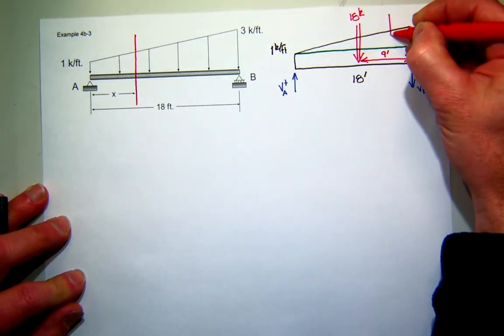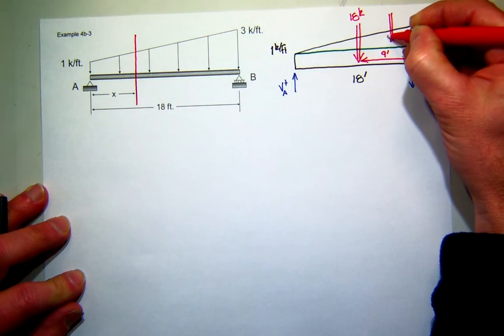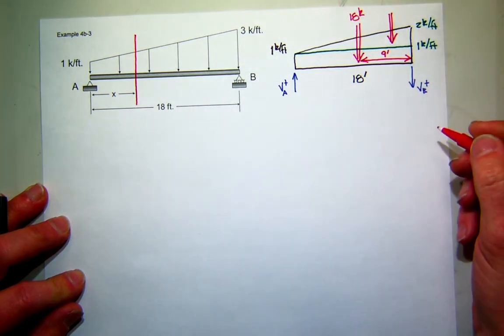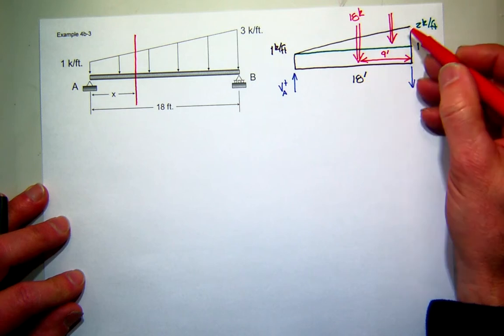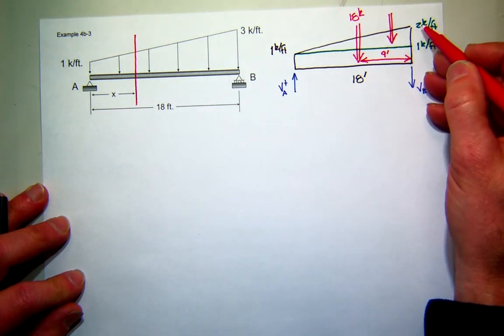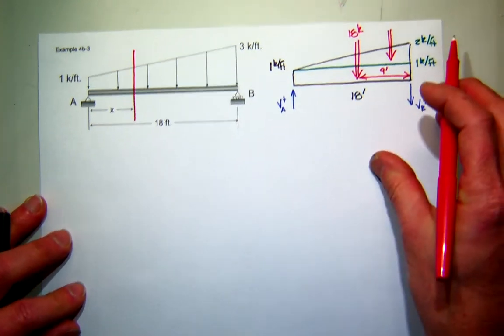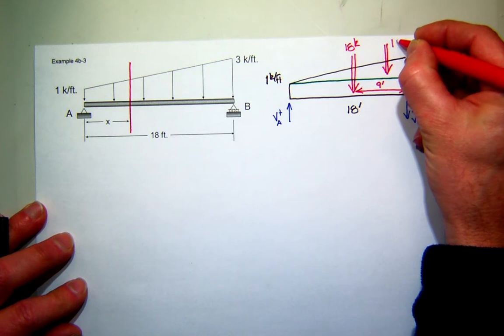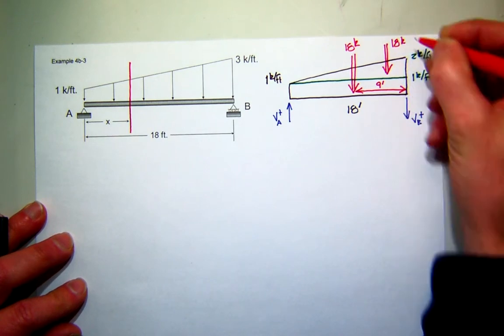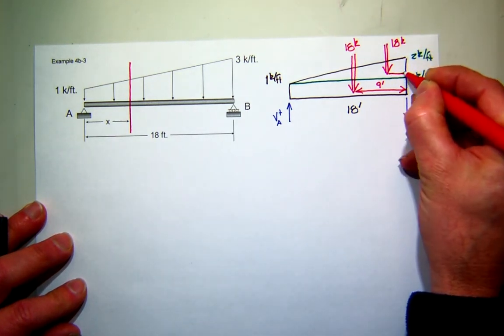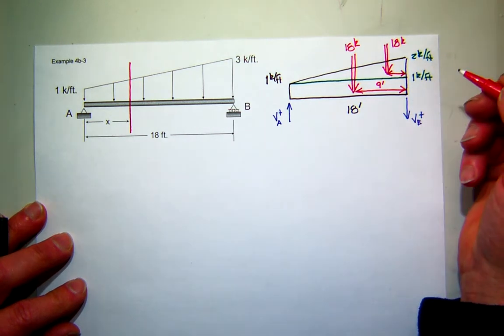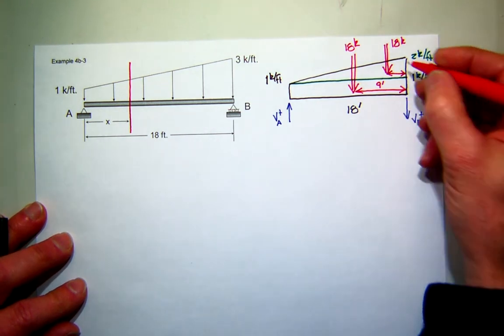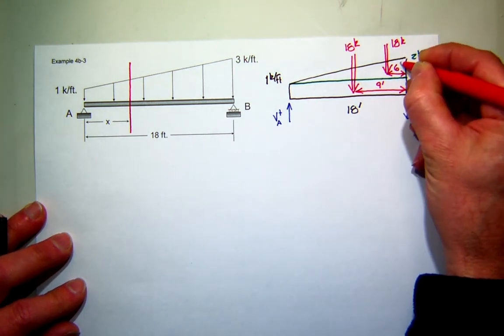Now I've got my concentrated equivalent force for the triangular part, which is 1/2 the base, 18, times the height, 2. So the 2's cancel, and interestingly enough, I get 18. And what is that distance? Well, from the high end, it's 1/3 the distance. 1/3 of 18 is 6.